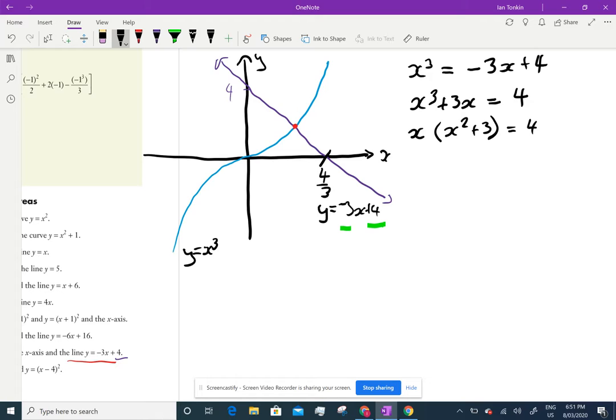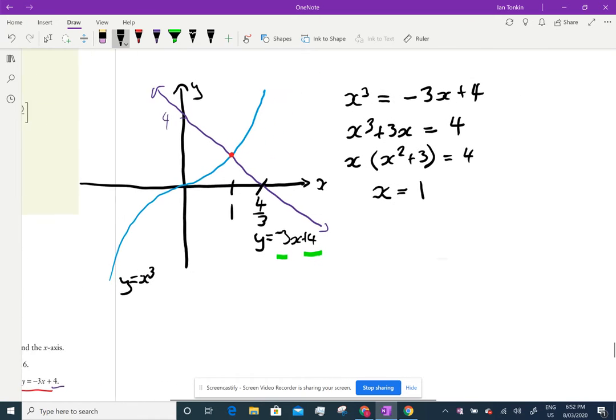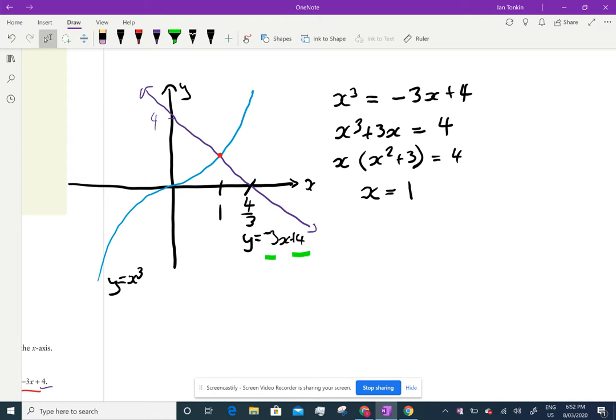Now, I know that 0 won't work. There's only one solution, and the only way you can find this is by guess and check. So you won't be asked to do this. Don't worry. But the number that will make that work is x equals 1. You can try guess and check, throw a few numbers in there. But we've got the number 1. So you won't be required to do that solving simultaneously. You won't be asked to solve a cubic.